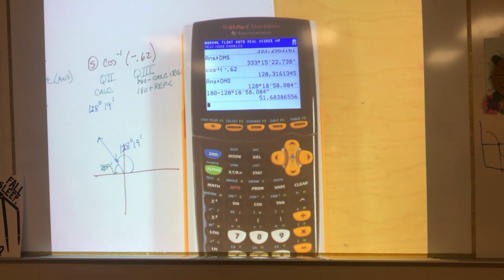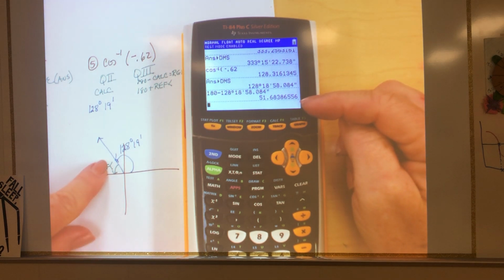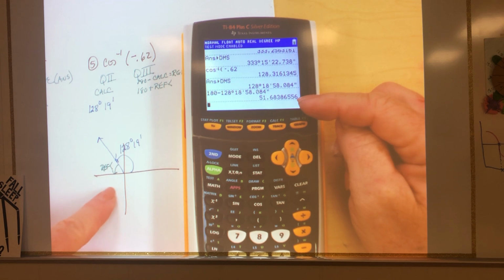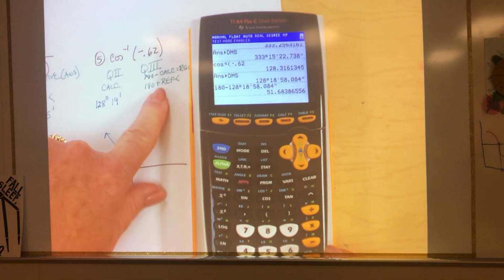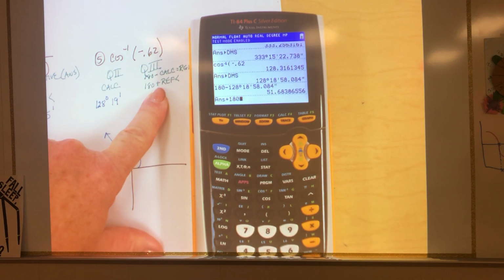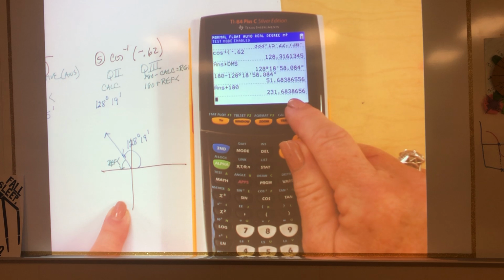That's my reference angle. I like the way he looks because I know a reference angle is acute. He's between 0 and 90, and he can never be negative. That's why I didn't do it the other way. So this is this angle right here, 51.68. So how am I going to put it in this quadrant? I'm going to take this guy and say plus 180, and that's going to be my angle in the third quadrant.